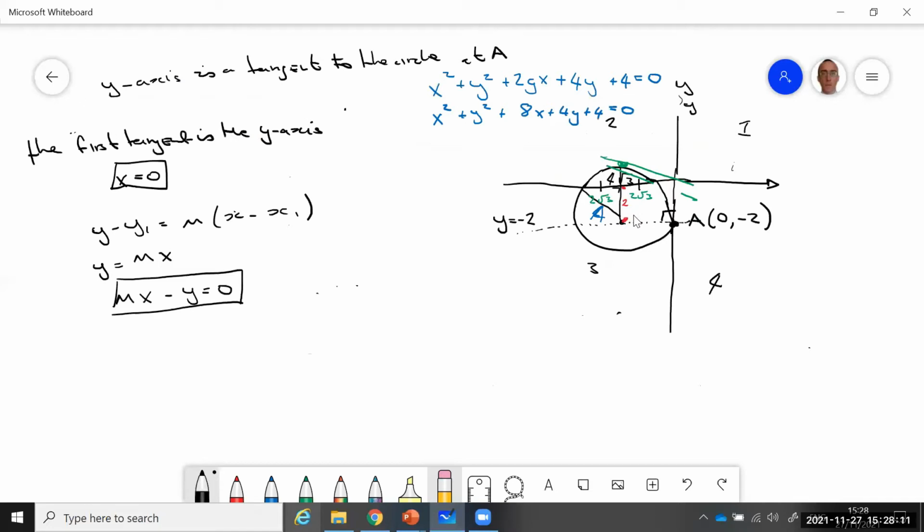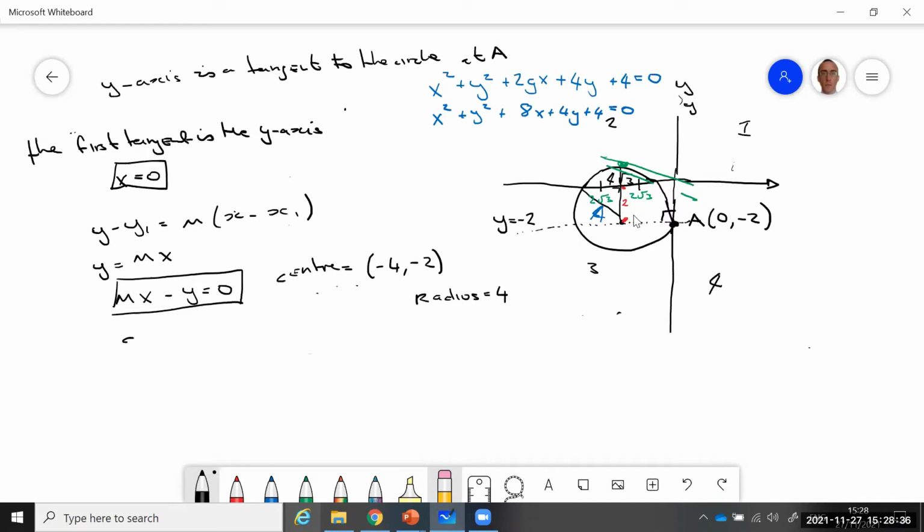So just to note what we have: the center, and we went to great trouble finding that, is (-4, -2), and we have the radius equals 4. So we have the perpendicular distance, we have a point, and we have the format of the line. So therefore we can use the perpendicular distance formula.